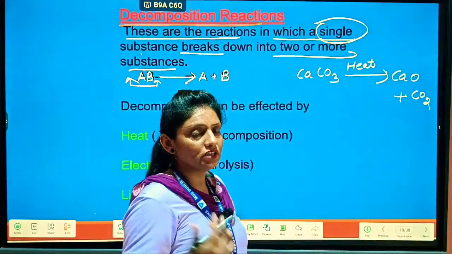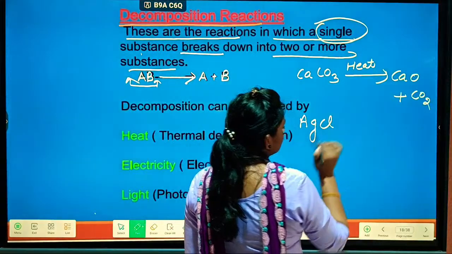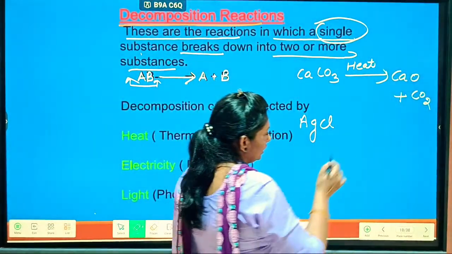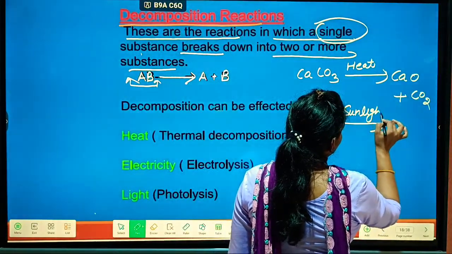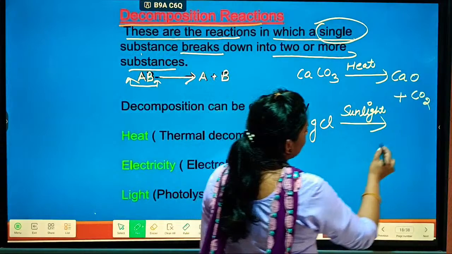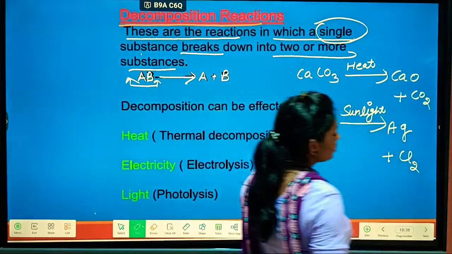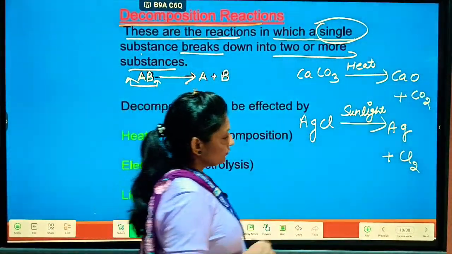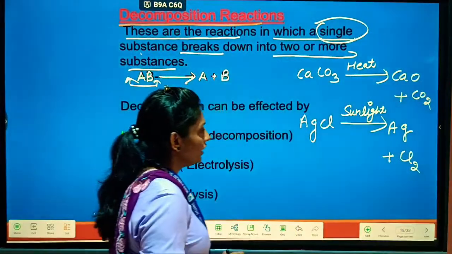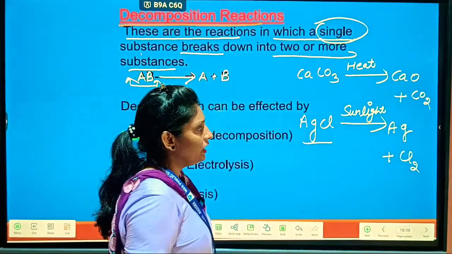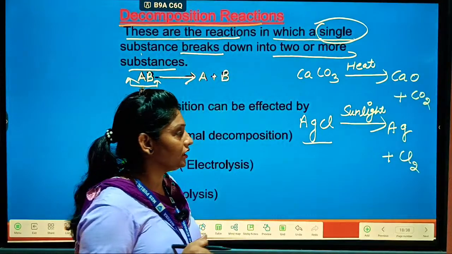You can take one more example also, students. If you have silver chloride, if you keep it in sunlight, then what will happen, students? It will produce silver plus chlorine gas. Means chlorine gas escapes out from here and we get silver plus Cl2. So here we have a single substance and further it is breaking into two. So it is also an example of the decomposition reaction.